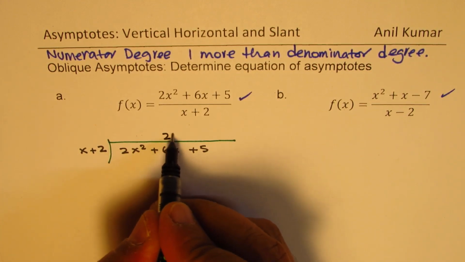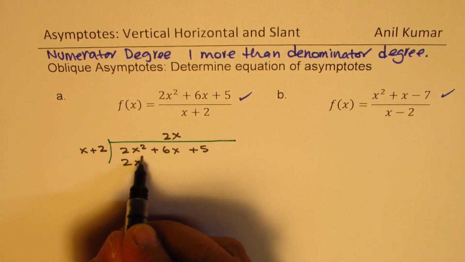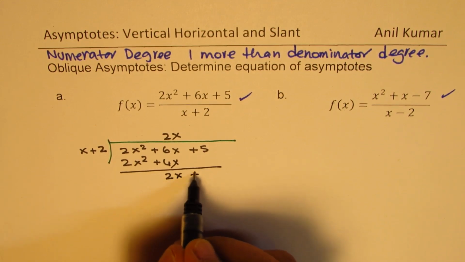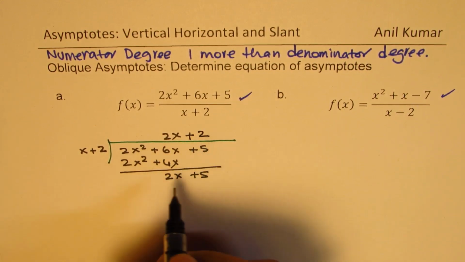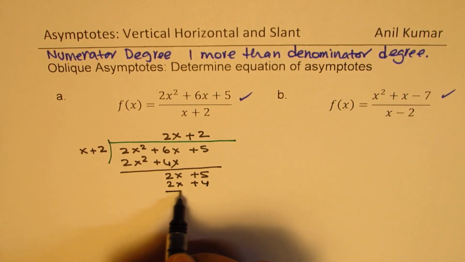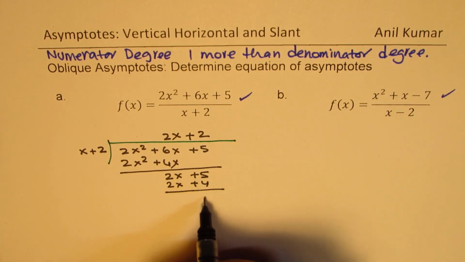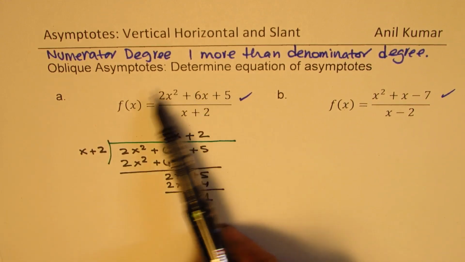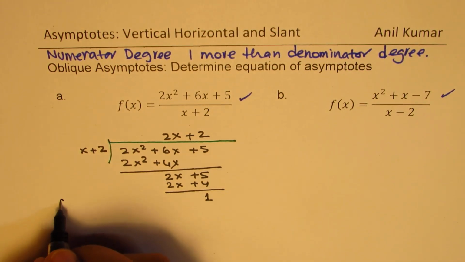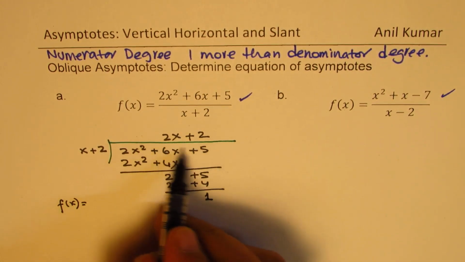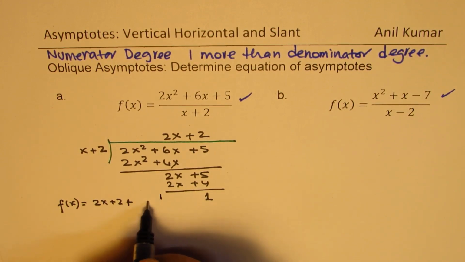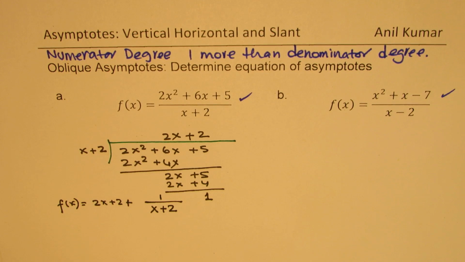So you get 2x times multiplies, we get 2x squared plus 4x, and when you take away, you get 2x plus 5. So you can multiply this by 2. So you get 2x plus 4, and the remainder is positive 1. So that clearly means that the function f of x can be written as this quotient, which is 2x plus 2, plus this remainder 1 over x plus 2. So that is how you could actually write your function.